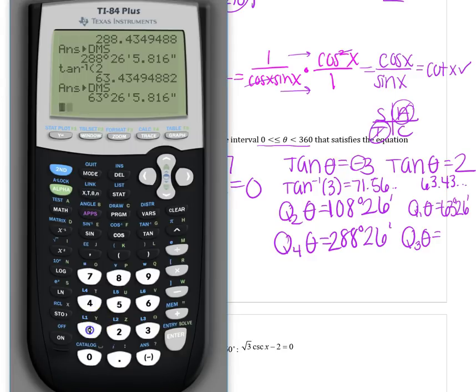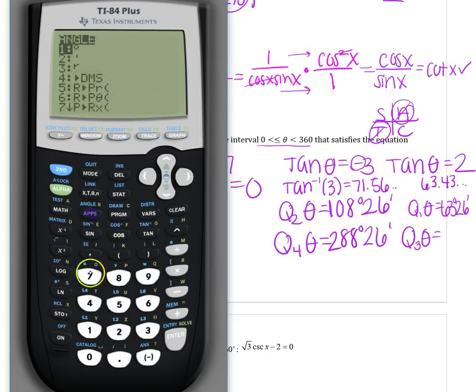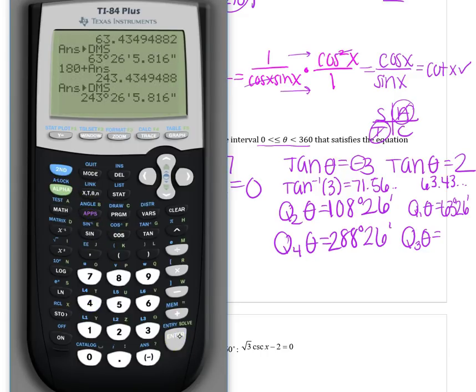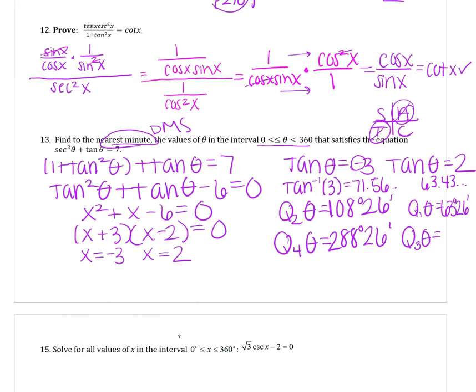And then for quadrant 3, I'll do 180 plus that angle, and then just use apps, DMS. So 243.26. Kind of squeezing it in here on my screen. All right, and there you go. So these are your answers.